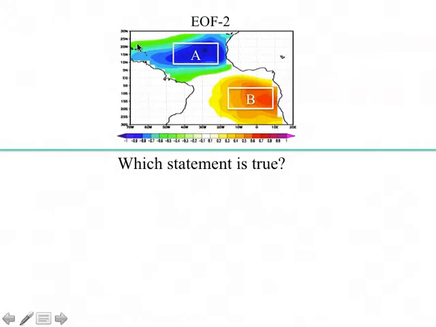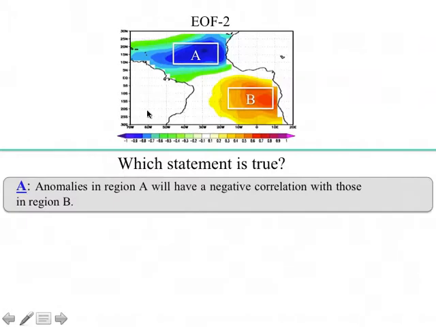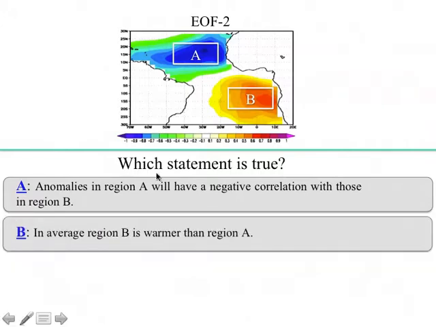So I give you 3 choices, and you have to think about which one of these you think is true. The first one is A, anomalies in region A will have a negative correlation with those in region B. So when region B is positive, there's a tendency in region A that the anomalies will be negative. Second statement might be, on average, region B is warmer than region A. So you see there's positive values in region B, and there's negative values in region A. So on average, there will be more positive values in region B than in A.